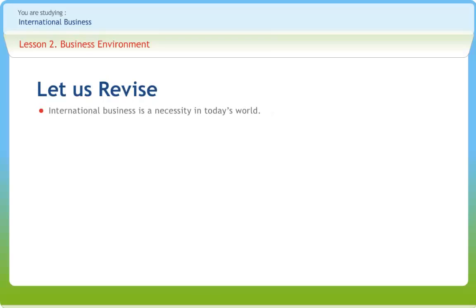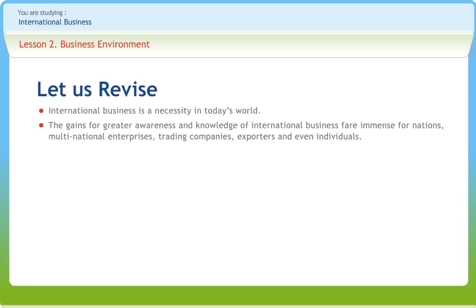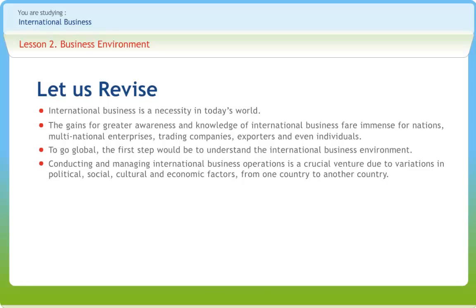Before we end, let us briefly revise what we've studied so far. International business is a necessity in today's world. The gains from greater awareness and knowledge of international business are immense for nations, multinational enterprises, trading companies, exporters, and even individuals. To go global, the first step would be to understand the international business environment. International business is nothing but extending the area of activities of business across the boundaries. We've discussed the importance of understanding the international business environment in detail. Conducting and managing international business operations is a crucial venture due to variations in political, social, cultural, and economic factors from one country to another.